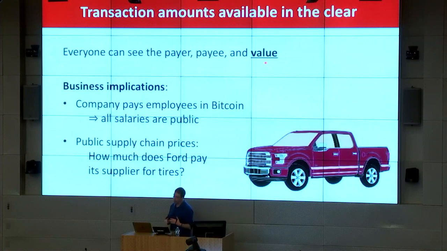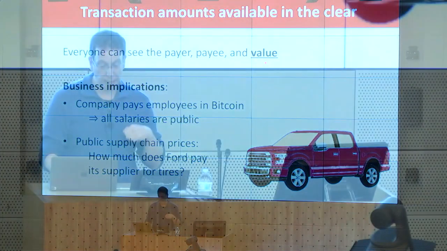I should say, by the way, there's another system, a very different system, a very clever system called Zcash. Beautiful applications of cryptography. In Zcash, actually, everything is hidden: who the payer is, who the payee is, and what the value is. Everything is completely anonymous. And again, there are beautiful crypto technologies used in Zcash.